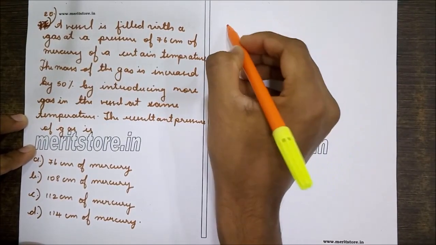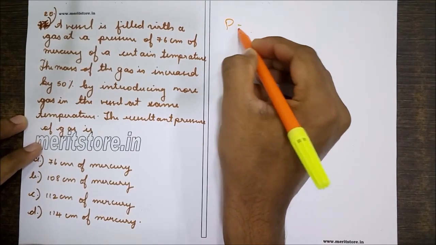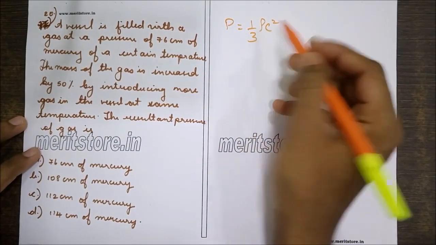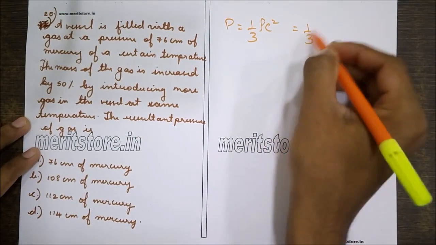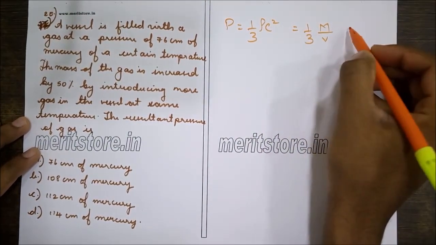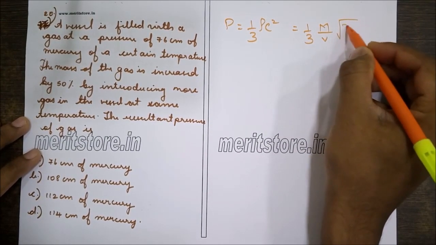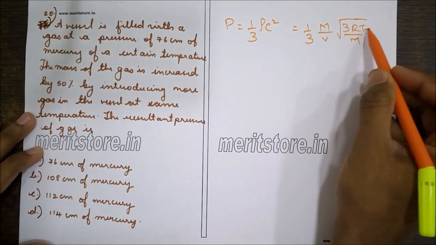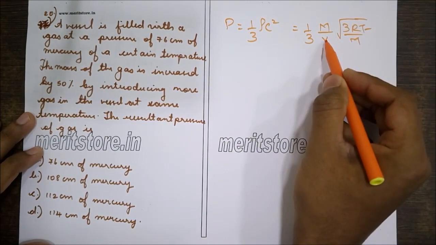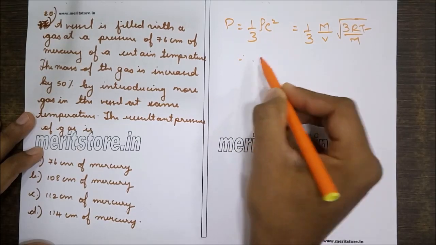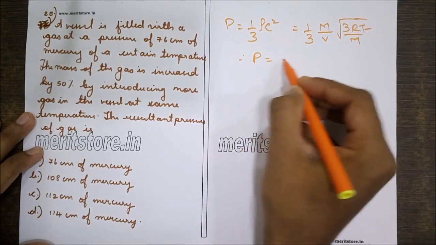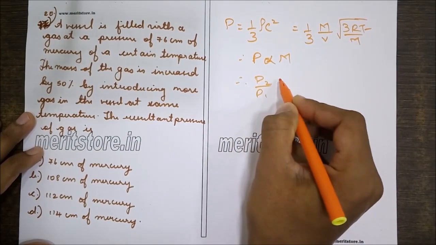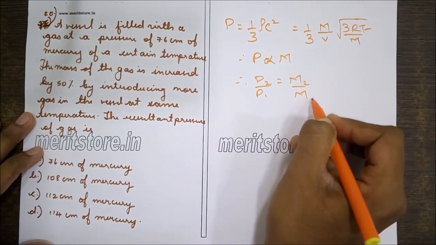Now, the formula for pressure exerted by the gas can be given as 1 by 3 rho c square. In this, c is the RMS velocity and rho is the density. So this can be written as 1 by 3 times mass upon volume instead of rho, and c can be written as root of 3 RT upon m. Now in this, as we know, the temperature has been kept constant, so T is constant, and the volume is also constant, so therefore we can write pressure is proportional to M. So therefore P2 upon P1 is equal to M2 upon M1.